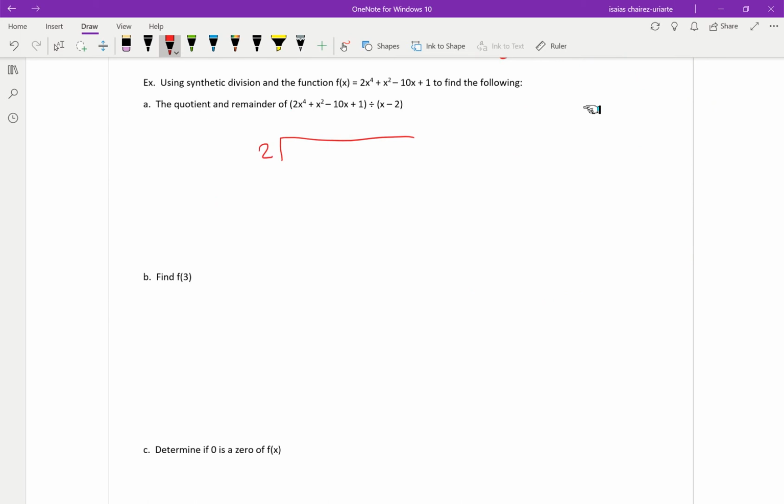So 2, remember I have to change the sign whenever I'm dealing with synthetic division. So 2, this becomes 2, and then 0, because I don't have a cubic term, and then 1, and then negative 10, and then 1. That's how I'm going to set up my synthetic division. So 2, and then the dividend is 2, 0, 1, negative 10, 1. Let me go through the process here.